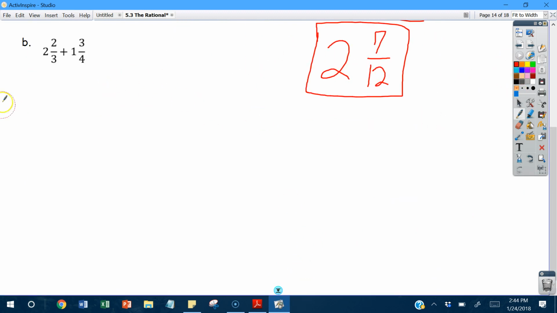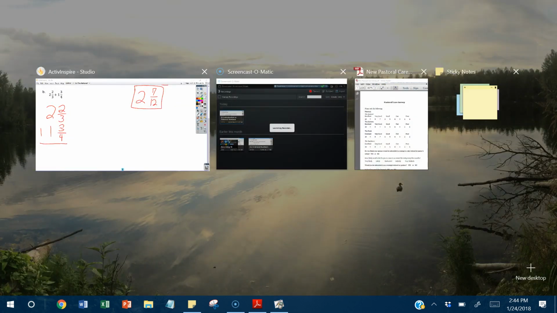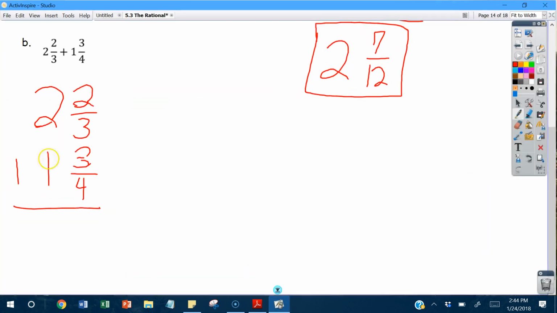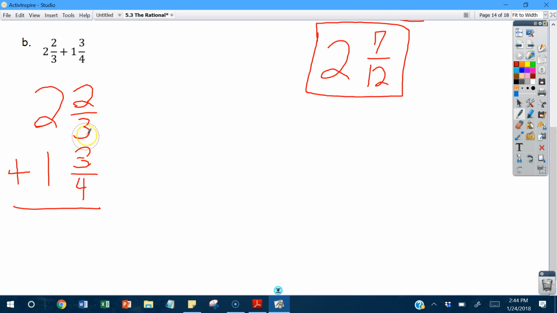Something similar might come up when we add mixed numbers. So I'm going to start by writing this out so that my whole number is over my whole number and my fraction is over my fraction. Sorry for the messy numbers. And I want to add, but before I can really add, I've got to change these fractions again. So I've got a denominator of 3 and a denominator of 4. So I'm going to put them over the LCD, which is again 12.